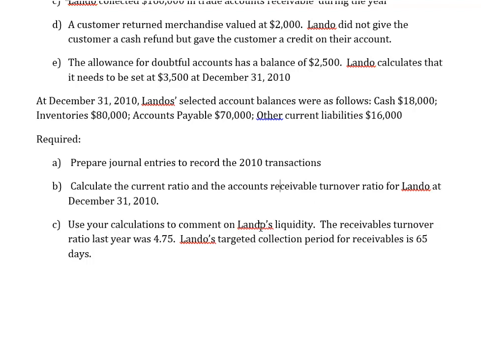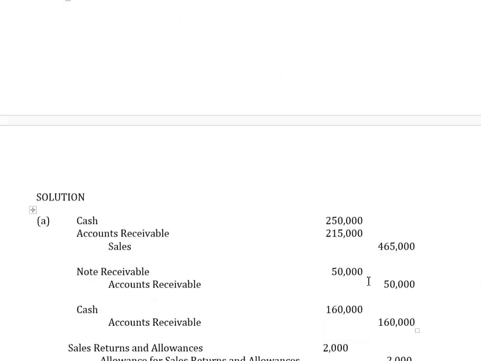And then what we wanted you to do is to comment on Lando's liquidity, given that the receivables turnover ratio last year was 4.75 and the targeted collection period was 65 days outstanding. So Lando wanted to speed up its collectability on their receivables to reach 65. Did they achieve that or not? We'll see. Or maybe they did better. Anyway, let's go look at doing the journal entries first.